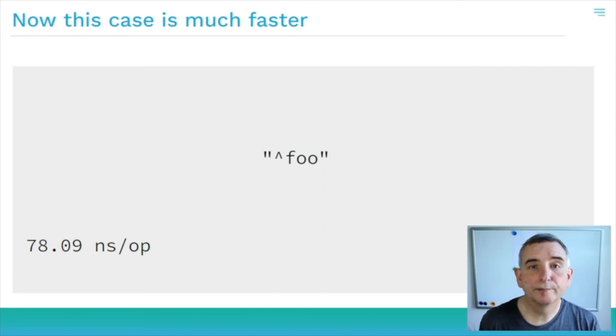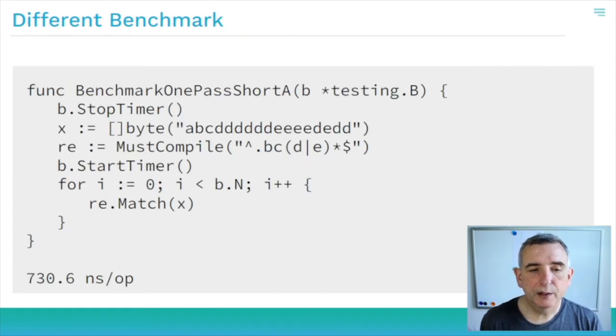What else can we get? Let's switch over to a different benchmark. This is one of the ones that was in the code already. It looks very similar to the one I put in, but it takes us through a different code path. This one is again in the one pass matcher, and when I run this one, it comes out at 730 nanoseconds per operation, per match. So it's quite a bit heavier in the code.